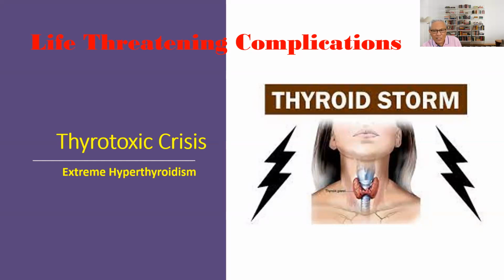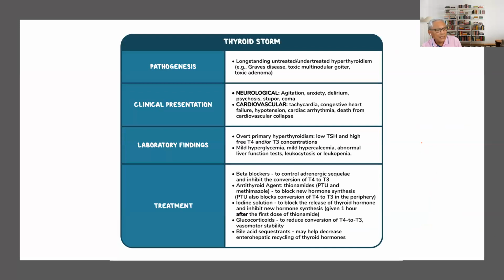And so the signs and symptoms of thyroid storm are going to be neurological: agitation, anxiety and delirium, psychosis, coma. And the cardiovascular ones are the most important because they're the most common that we're going to see. They might have severe tachycardia. They might go into congestive heart failure. They might go into hypotension and shock and death from cardiovascular collapse. So these are the findings.